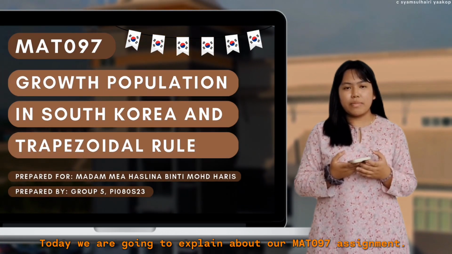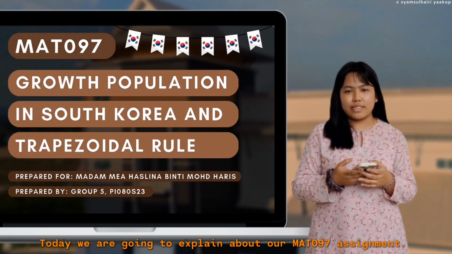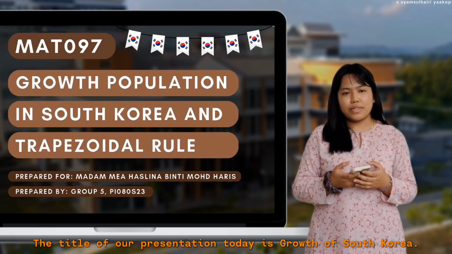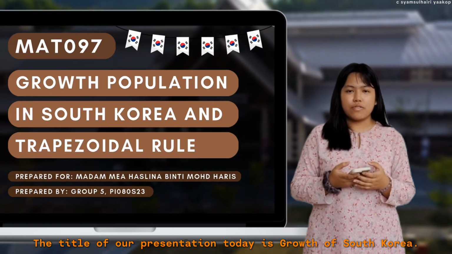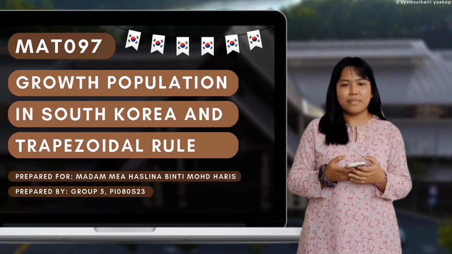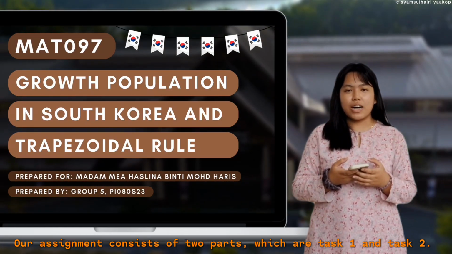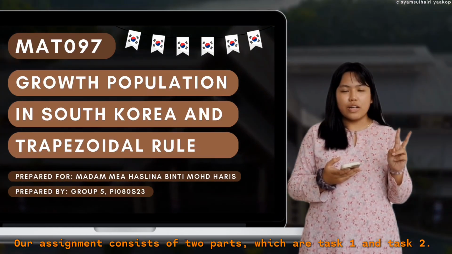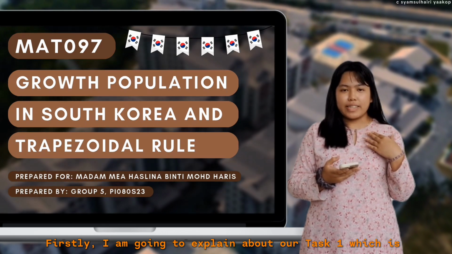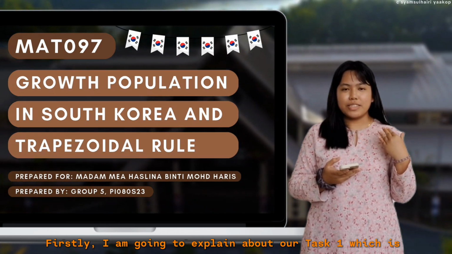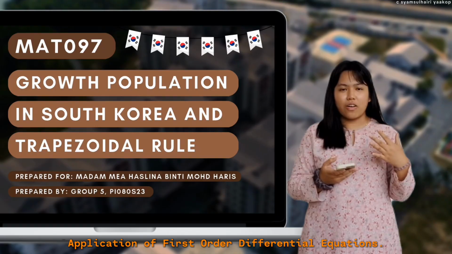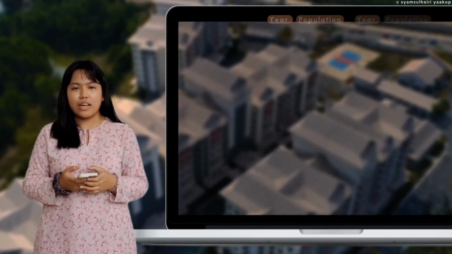Today, we are going to explain about our MAT097 assignment. The title of our presentation today is Growth of South Korea. So our assignment consists of two parts, which are task 1 and task 2. Firstly, I am going to explain about our task 1, which is application of first order differential equations.